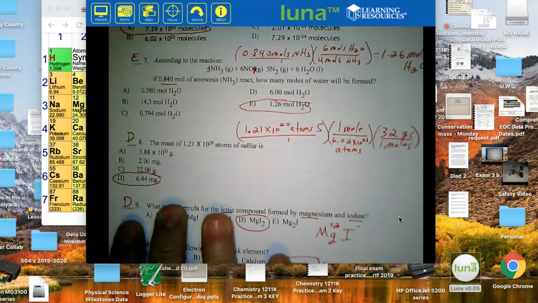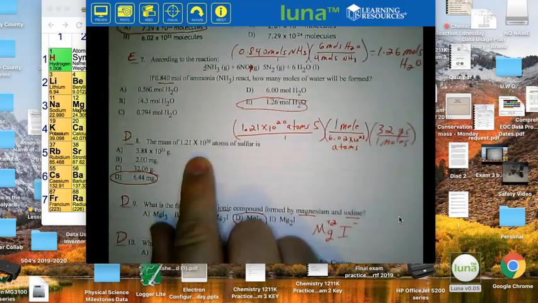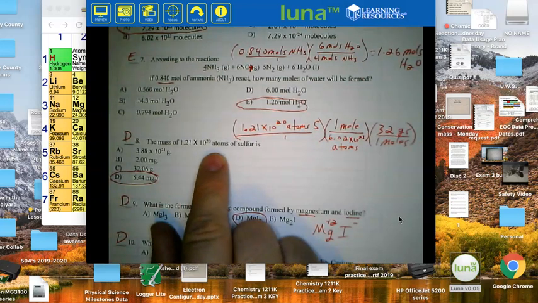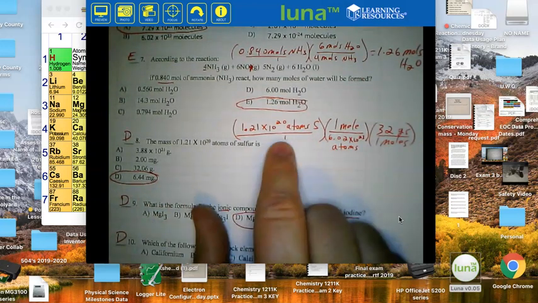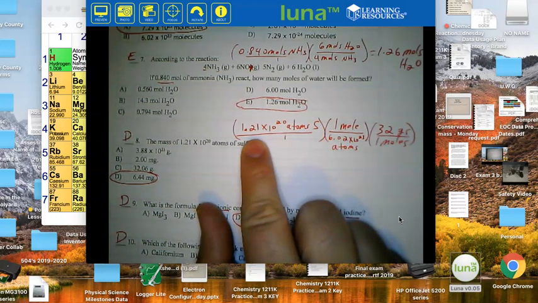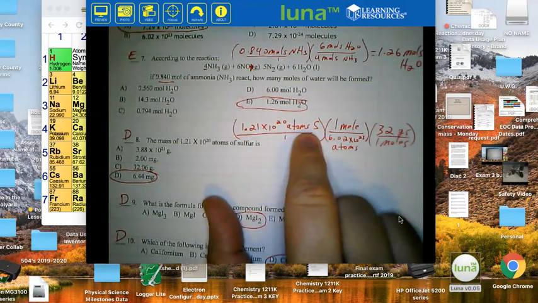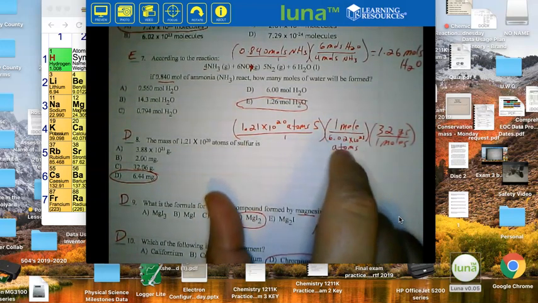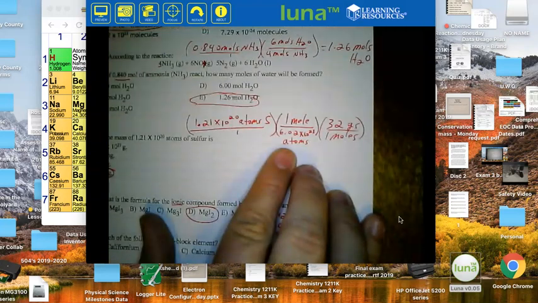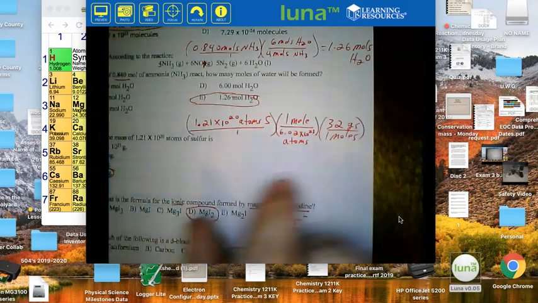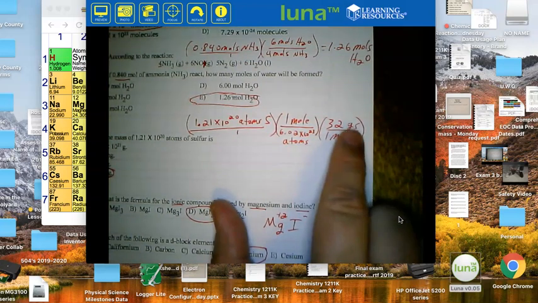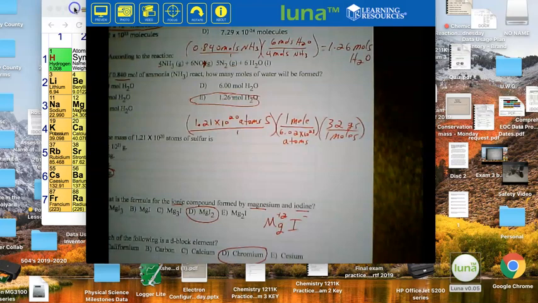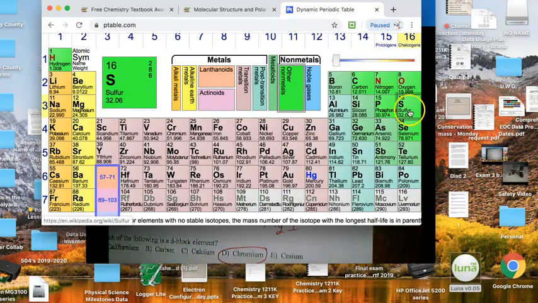All right, number 8, the mass of 1.21 times 10 to the 20th atoms of sulfur is what? So here we have a very large number of atoms of sulfur. We convert atoms to moles using Avogadro's number. Then we convert moles to grams using the molar mass of sulfur. We look that up on the periodic table. Sulfur is roughly 32 grams per mole.